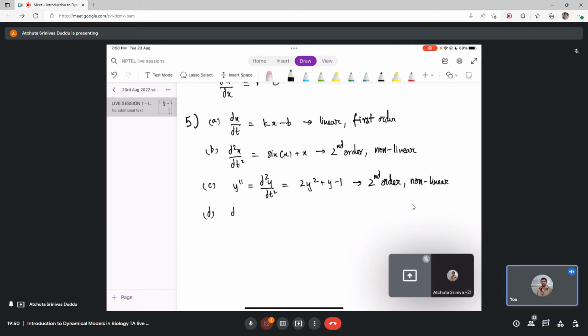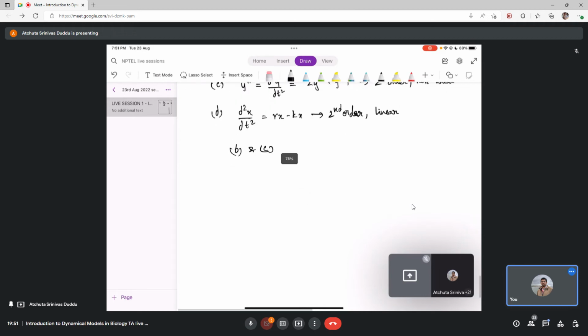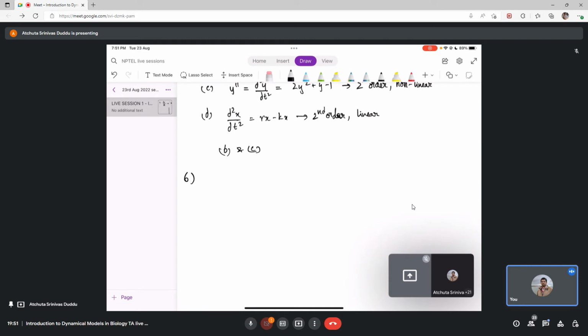Coming to D, we have d square x by dt square equal to rx minus kx. If you see the LHS, it is definitely second order, but on the RHS, x is not raised to power more than 1, it's only x power 1 everywhere, so it is linear. So the answer to our question, identify the second order nonlinear ODEs, would be B and C. Next, sixth question.